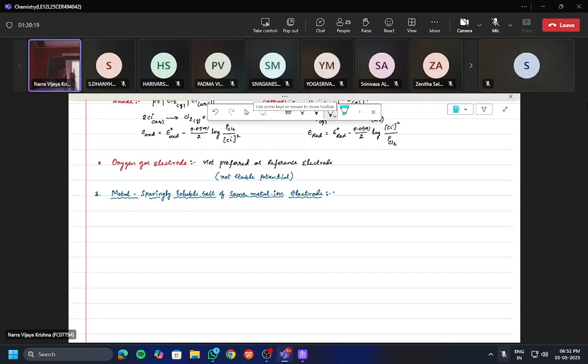Earlier we discussed the metal ion electrode. Now it is not the metal ion; we have to take that metal ion's salt, and that salt is not soluble. Such a type of electrode we are considering: metal sparingly soluble salt electrode. Clear or not? For example, I am taking the silver chloride electrode. See this.